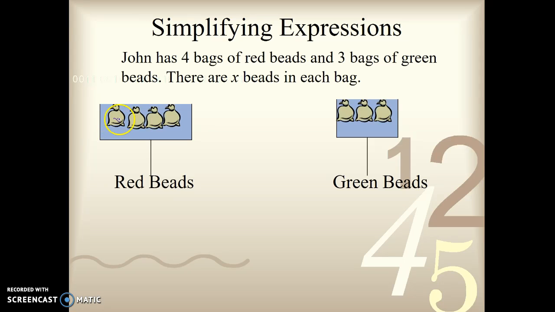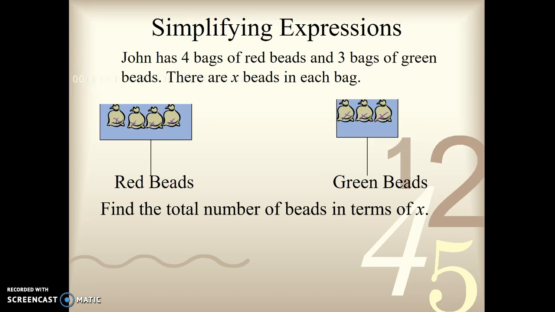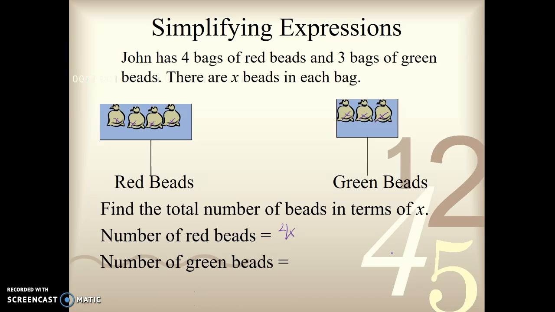So we've got red beads over here, and we've got x number of green bags, x in those green bags over here. So we want to find the total number of beads in terms of x. So the number of red beads is going to be, of course, 4 times x. The number of green beads, we've got 3 bags of x beads, so that's going to be 3x.